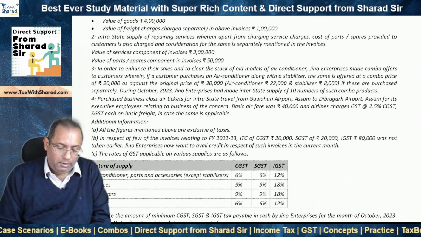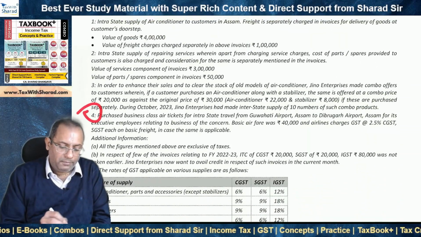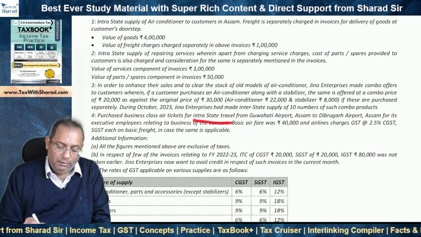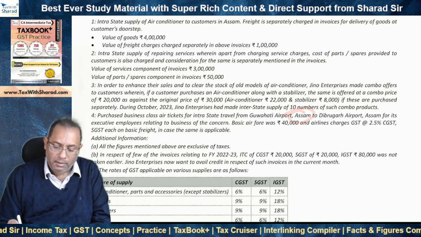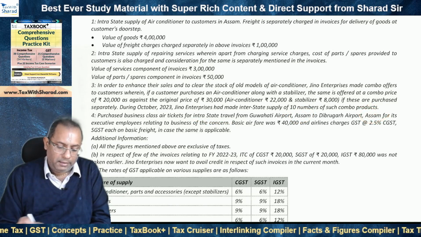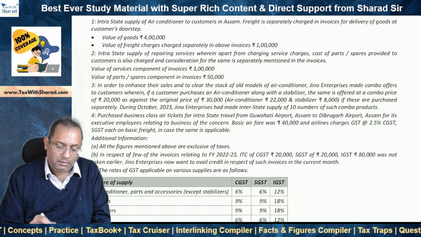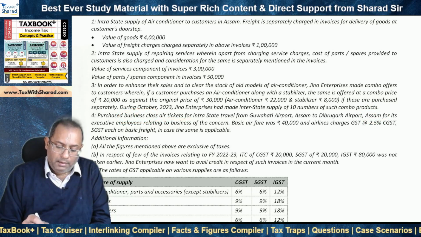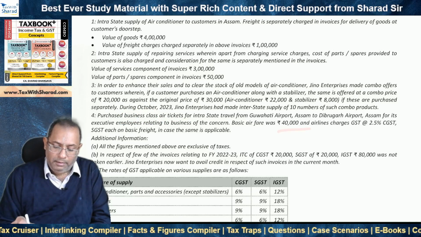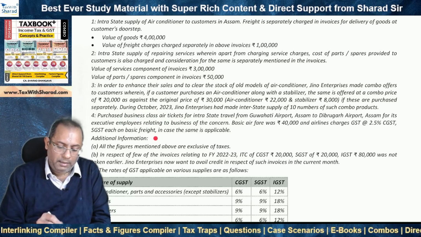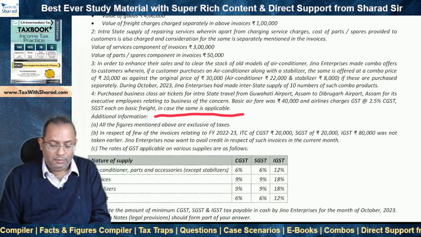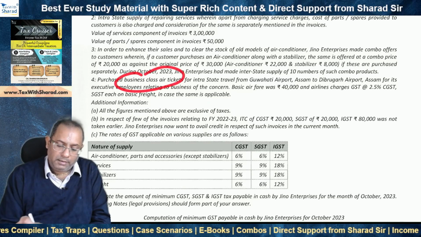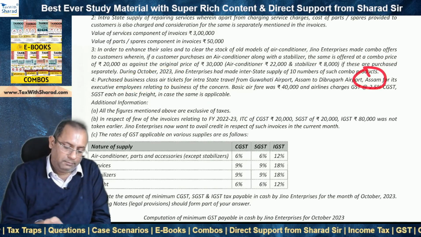Now one of the points was point number 4, purchased business class air tickets for intra-state travel from Guwahati Airport, Assam to Dibrugarh Airport, Assam for its executive employees related to business of the concern. So travel within Assam in business class air ticket. And basic airfare was 40,000 and airlines charge GST in case the same is applicable. So what should be the correct position?